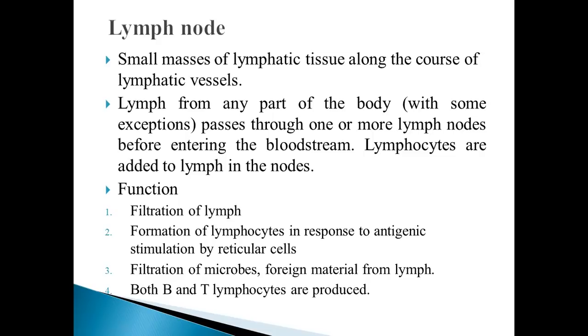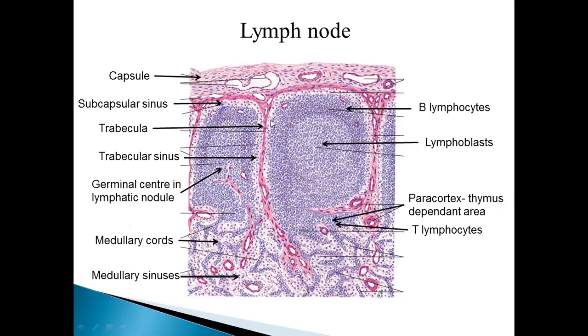Lymph from any part of the body passes through the lymph nodes and then goes towards the main bloodstream. The function of the lymph node is filtration of lymph, formation of lymphocytes in response to antigenic stimulation, and filtration of microbes and foreign material. Both T and B lymphocytes are produced in the lymph node. So the histological feature will appear like this.